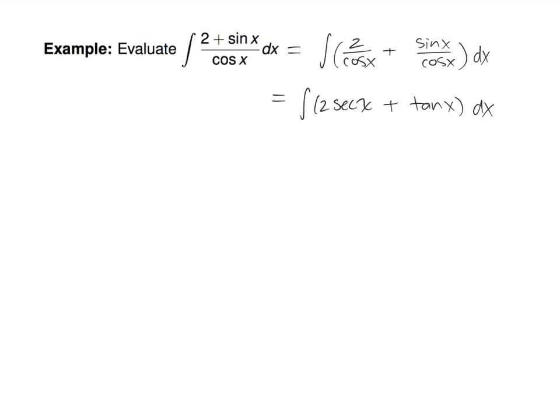I'm pretty sure I told you yesterday that you could, if you ran across these in your homework, just use these formulas. The antiderivative of secant is ln absolute value secant x plus tan x. And the antiderivative of tangent is negative natural log absolute value cosine x. Are we expected to memorize? No. No, you're not. Nope.